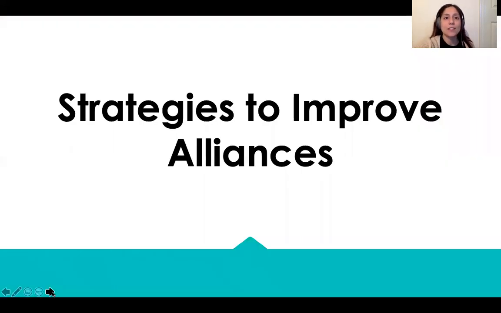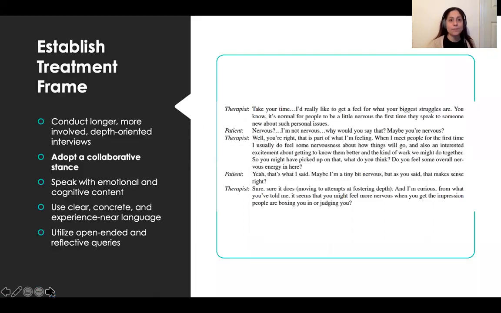Next, we're going to talk about some specific strategies that can be used to improve alliances. So these are things to keep in mind and incorporate into each session, and they've been identified in the research as associated with positive therapeutic alliances. These are discussed in a lot more detail, and there are some additional ones added in the Okamoto and colleagues article that you were assigned to read this week. So if you haven't looked at that one, I definitely recommend doing that. Maybe doing it first or right after you watch this.